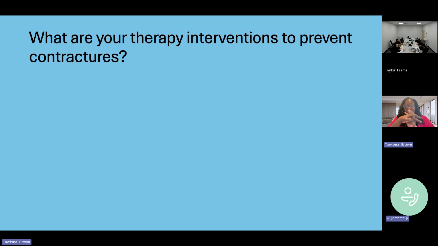What else other than stretching? We've already talked about stretching. What else would you do with your patient to prevent or avoid contractures?